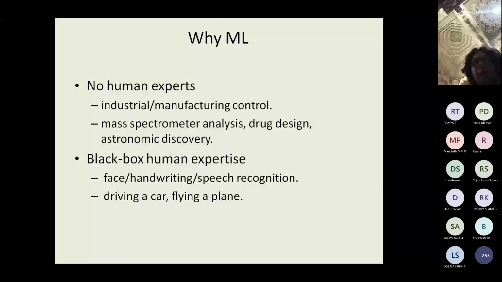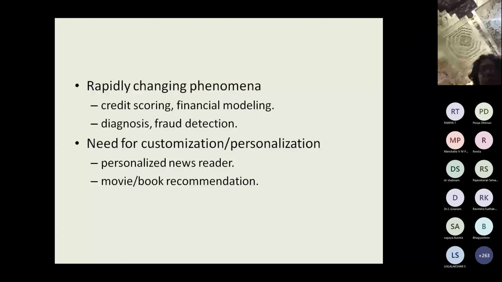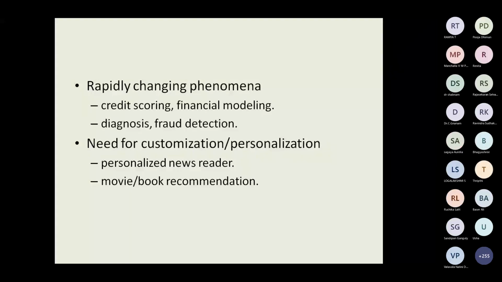Rapid changing phenomena include credit scoring and financial modeling. What I said about how your CIBIL score is generated and how loan offers come to your doorstep, and whatever telecalling and frauds make use of that kind of phenomenon, which they create with your credit scores and everything, and what the diagnosis methods for fraud detection are, and so on, and the need for customization and personalization.